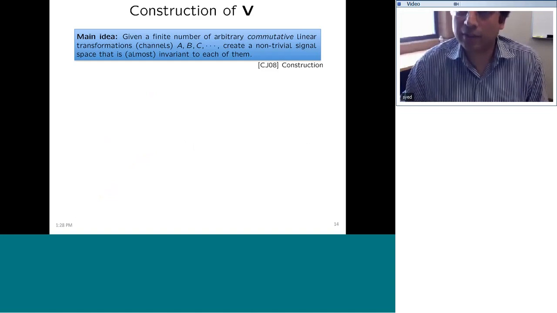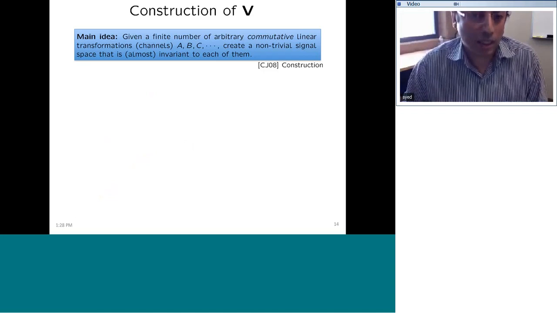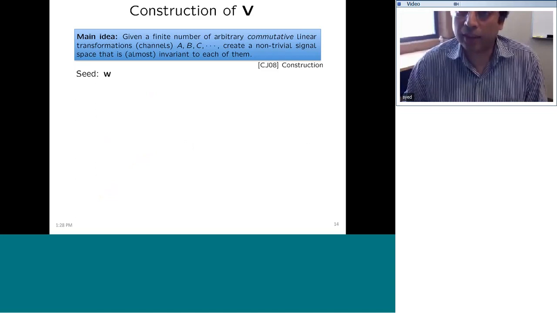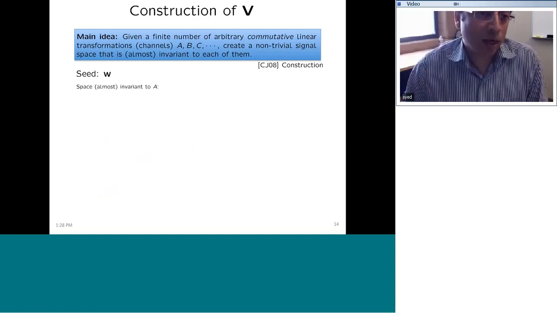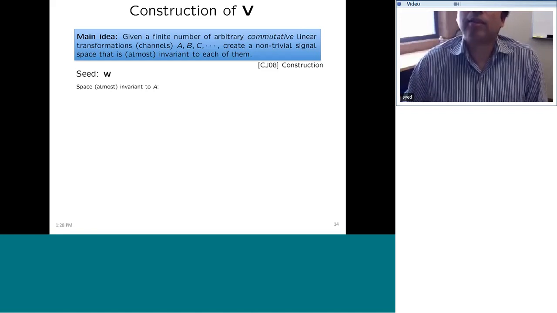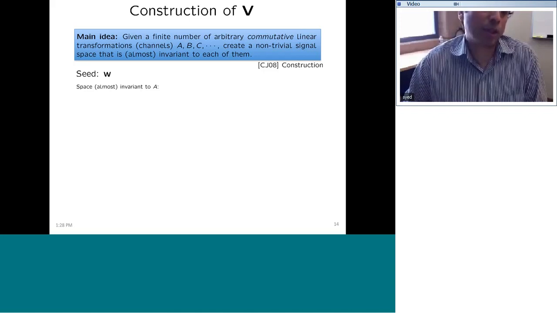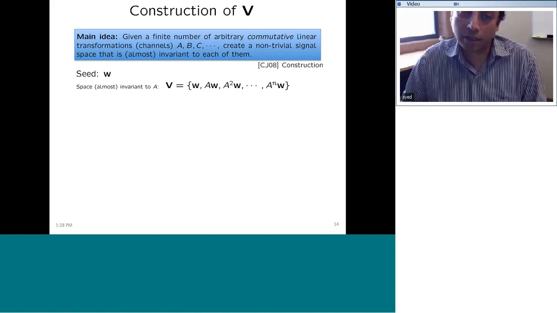how would you construct such a V? Remember in the previous slide we said there would exist such a V which would be invariant to all the undesired channels. How would you construct it? It's very simple. You start with a seed, let's say a random vector. Think of W as a random vector you generated randomly. Let's try to create a space V that would be almost invariant to a linear transformation A. A could be an undesired channel. So how would you create such a space? Well, here's such a space. Let V be the set of these vectors.